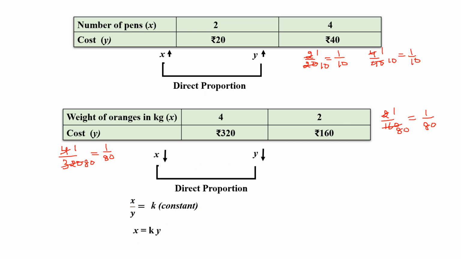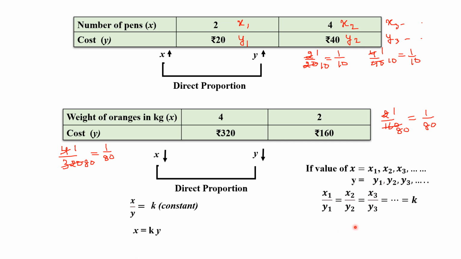Now, I have taken only two data here. If I assume X as X1, X2, X3, and so on, and the same for cost as Y1, Y2, Y3, and so on, then we can write that all the ratios will be equal, isn't it? It means X1 by Y1, X2 by Y2, X3 by Y3, they all will be a constant, which is K. So from here we have seen that X and Y are directly proportional to each other, right?